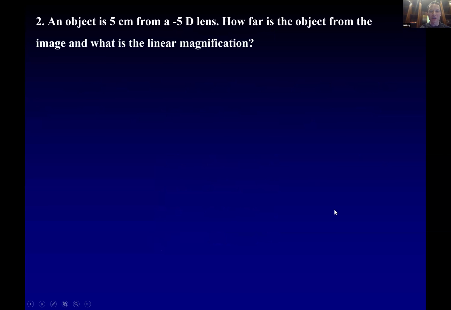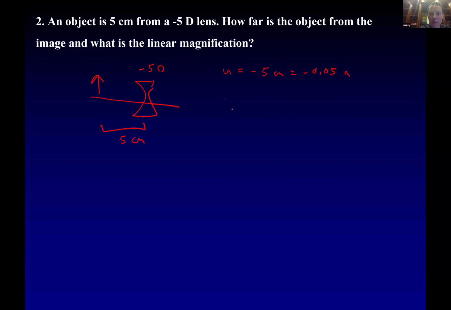So this one is an object is 5 centimeters from a -5 diopter lens. I'm just going to draw this again, like I always do. I want to know how far is the object from the image and what is the linear magnification. So I'm going to go through the exact same process. So little u is -5 centimeters. It's equal to -0.05 meters. Big U, object vergence, is 1 over little u, 1 over -0.05, which is -20. So I have my big U, which is -20.